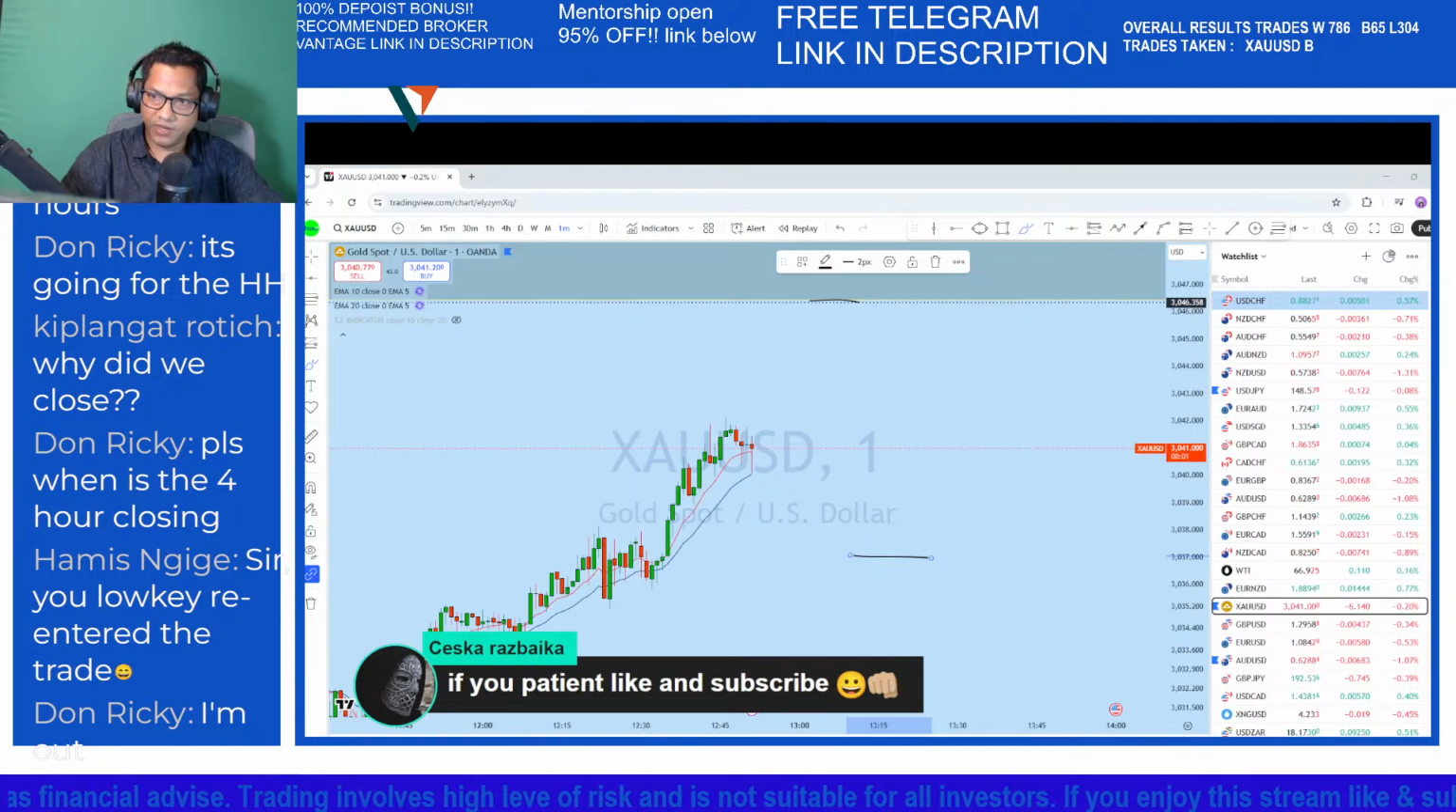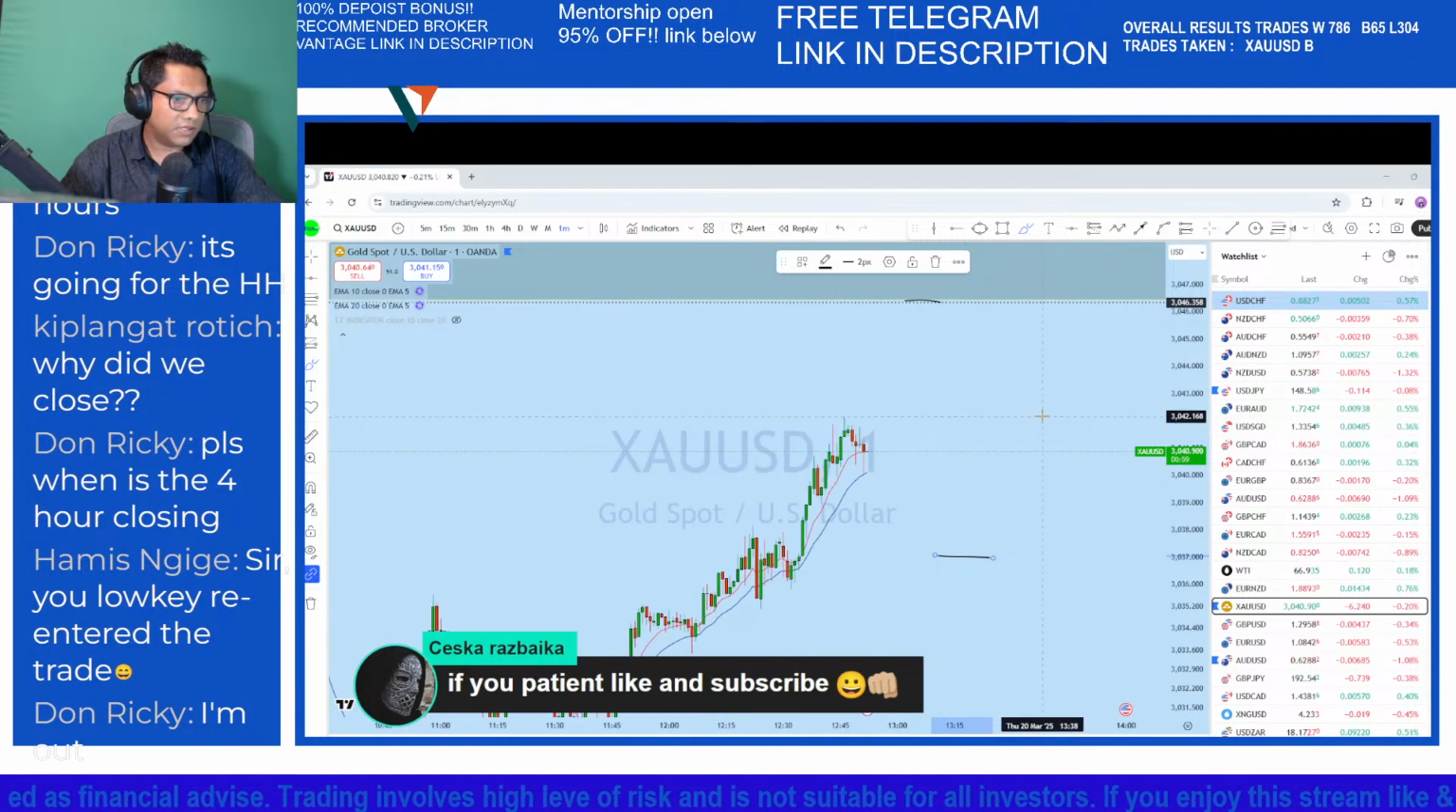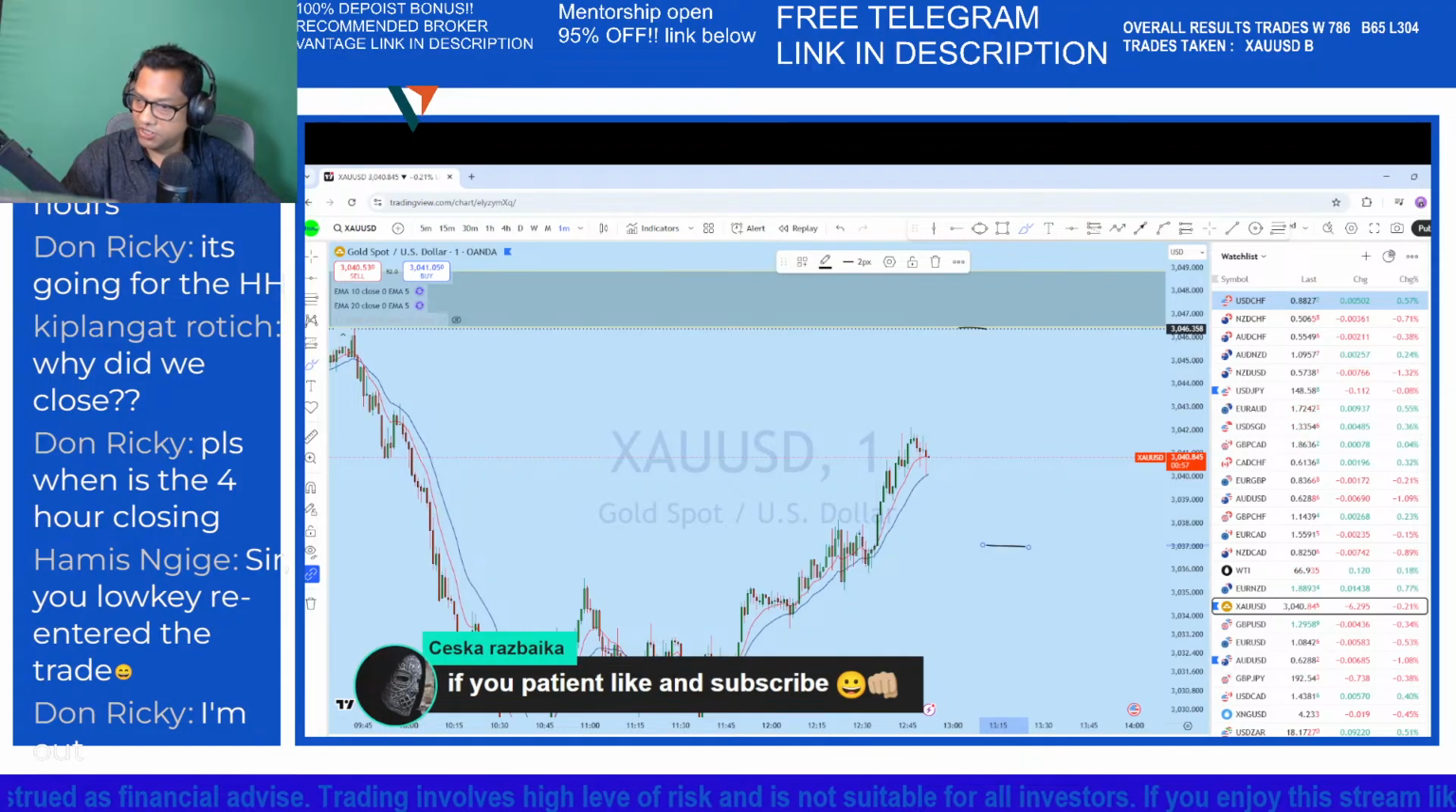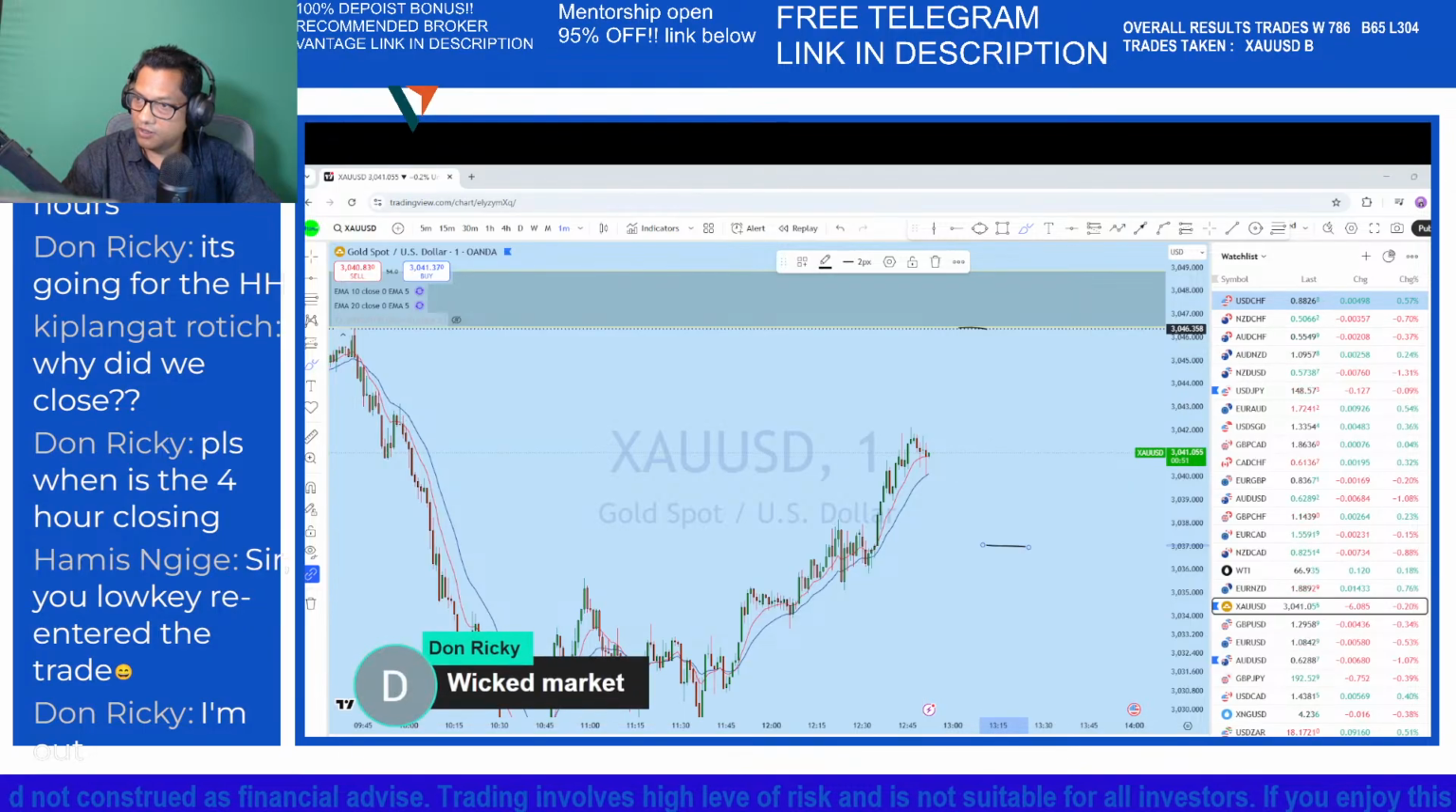Sometimes the price behaves in a way that we need to be a little bit patient to find the proper entry. Patience is definitely key. Yeah, absolutely.